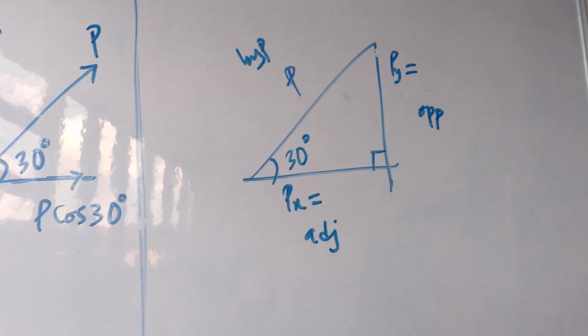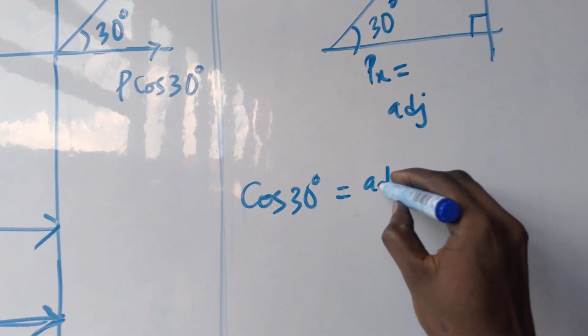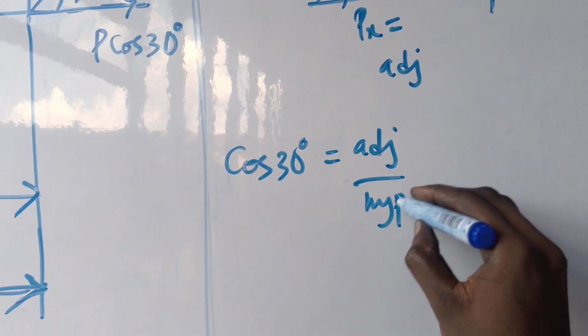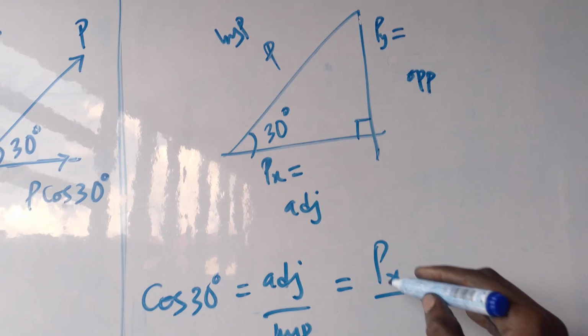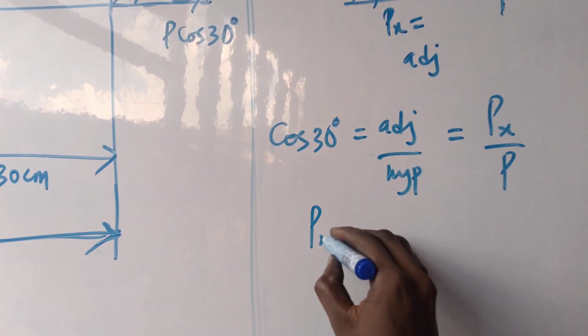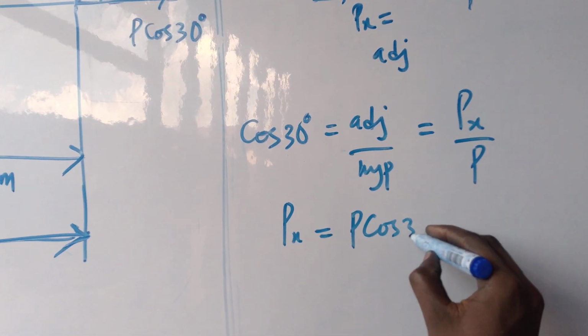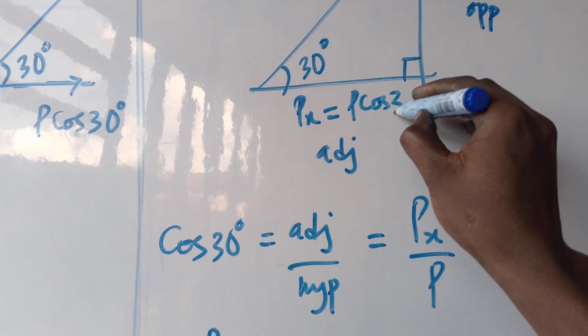Let's look for cos. Cos 30 degrees will be the adjacent side over the hypotenuse. The adjacent side is Px, the hypotenuse is P. So making Px the subject of the formula, I have that Px is equal to P cos 30 degrees. That was how I got this, P cos 30 degrees.